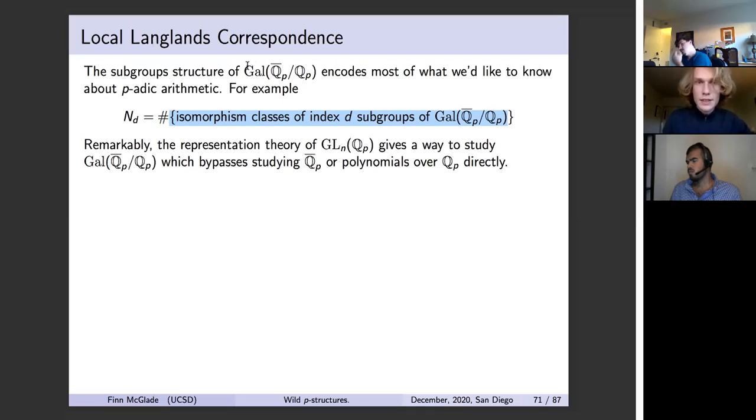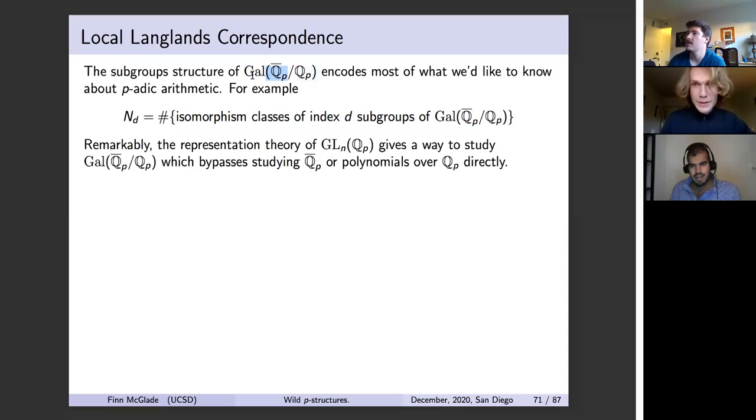So the issue with studying this thing is that it's defined in terms of Q_p bar. Somehow Q_p bar is the thing I'm really struggling to understand. I claim that it's enough for me to understand the Galois group, but the Galois group is defined in terms of Q_p bar. So it's difficult to conceive of how you could actually get to the Galois group without first understanding everything there is to know about Q_p bar.